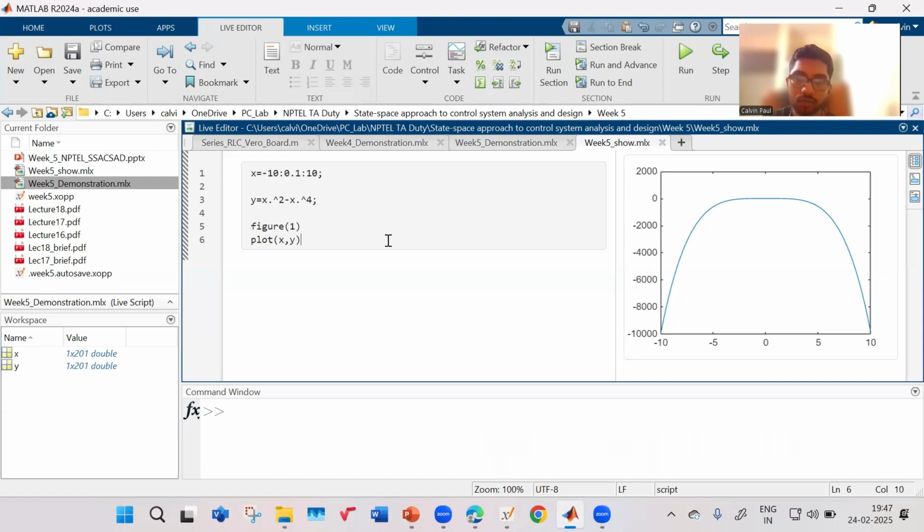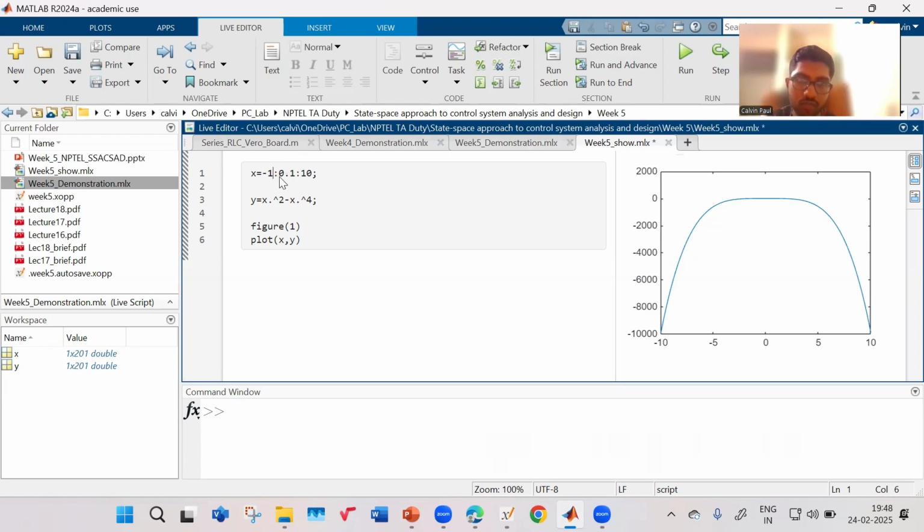This is the plot of the function. This is how x is varied from -2 to 10. And you can see f of x is always negative.